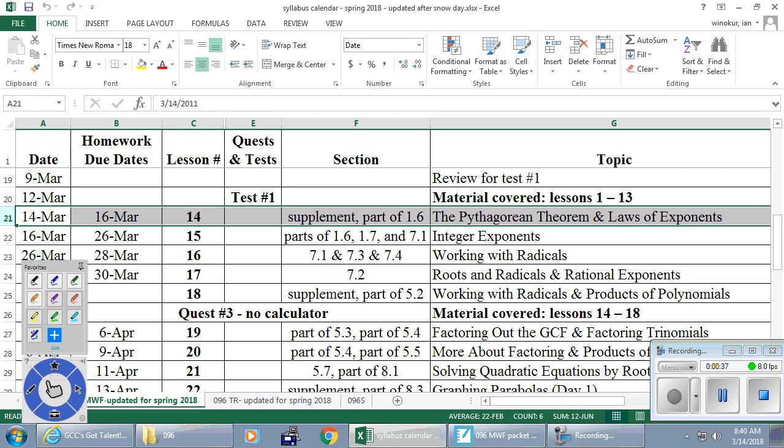Okay, so brand new packet today. Today we cover something called the Pythagorean Theorem, and we begin our section of problems on exponents and radicals. Exponents and radicals covering the next 4 classes. Any questions on the calendar?